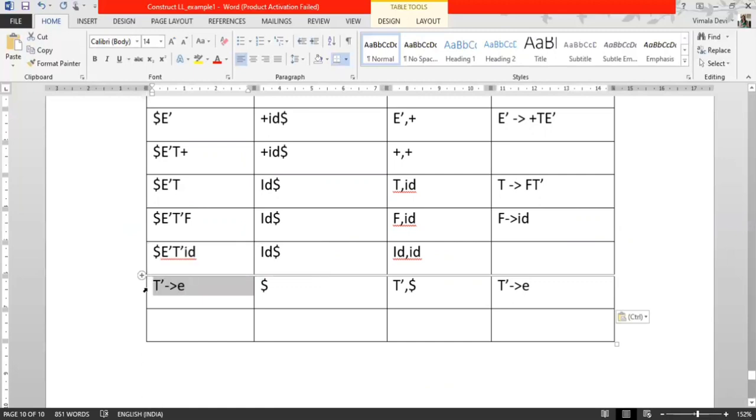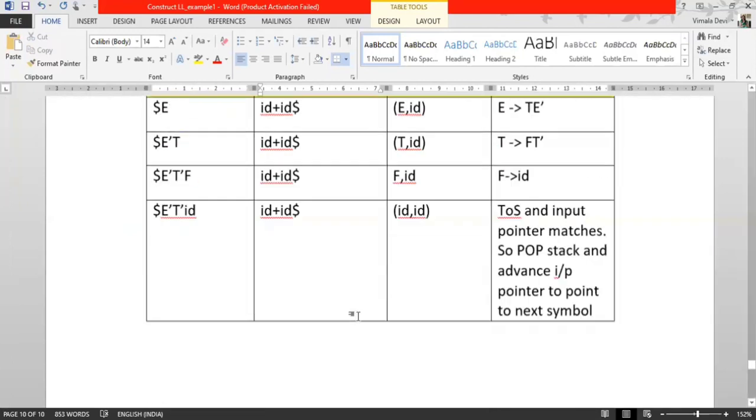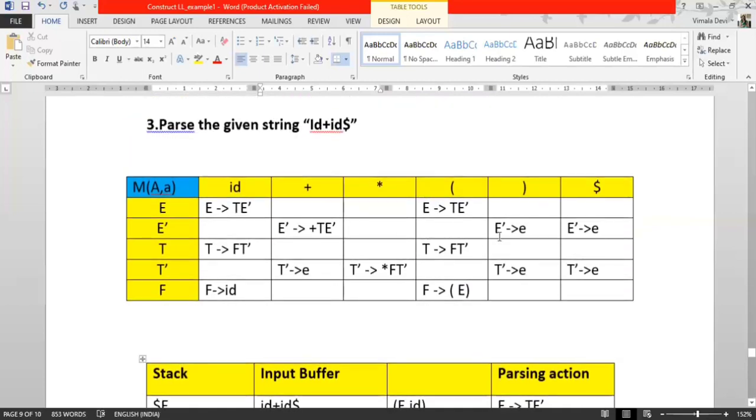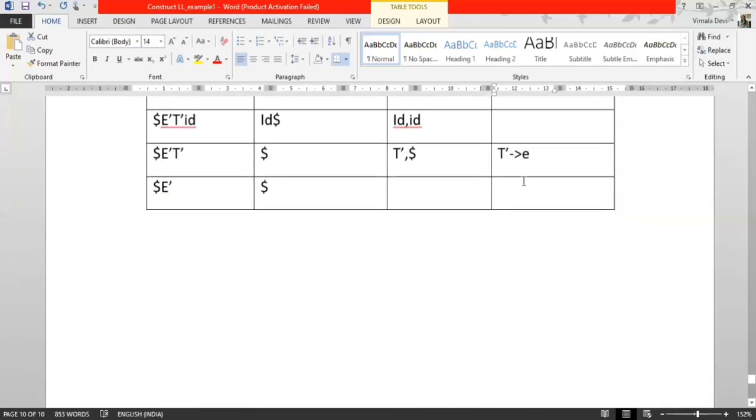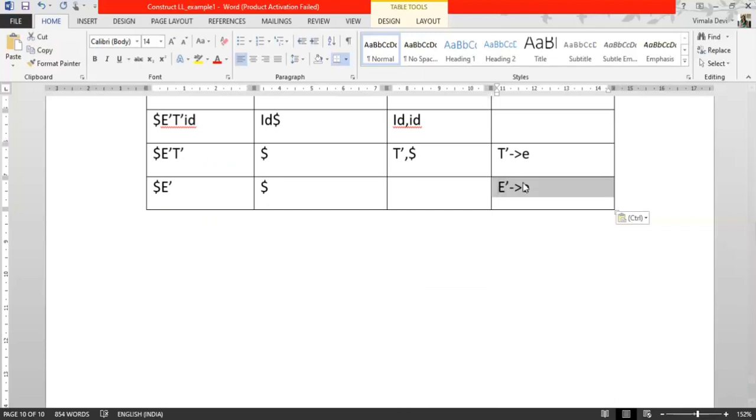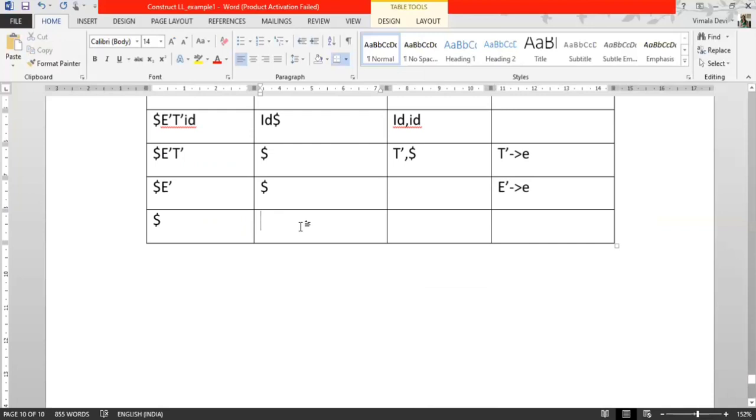So now the stack contains only E dash. Of course, the input buffer also contains only dollar. What is E dash comma dollar? E dash comma dollar is E dash derives epsilon. So that is the rule we have selected now. Now what will happen? This E dash is also replaced by epsilon. So the stack contains only the dollar symbol. The input buffer also contains only the dollar symbol.